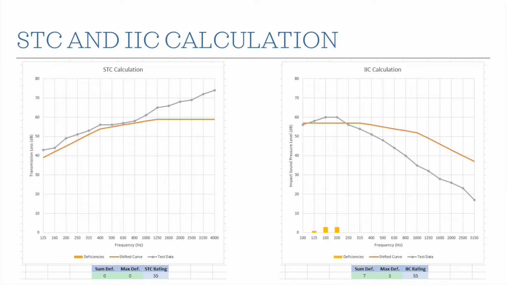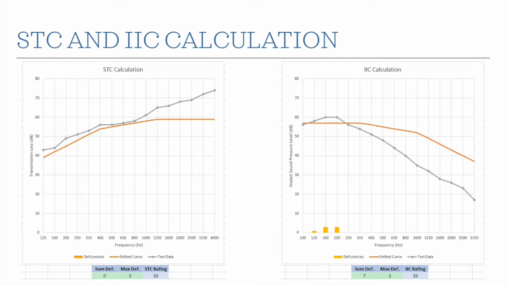So one is we look at the sum of all of those deficiencies, the total of all those little orange bars down there at the bottom. And that can't exceed 32. We also look at the value of each one of those individual bars. And no single deficiency can exceed 8.